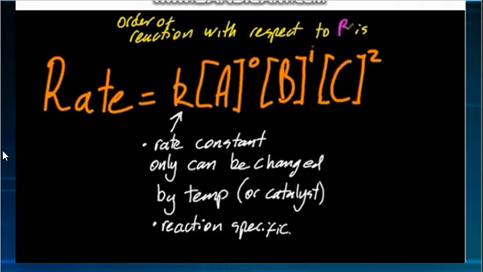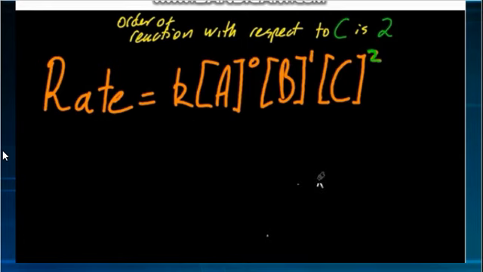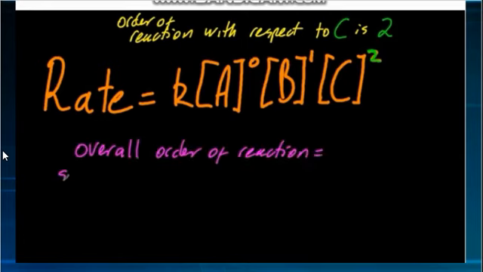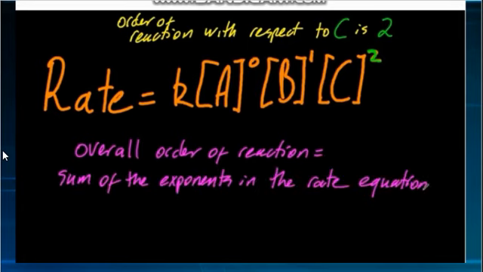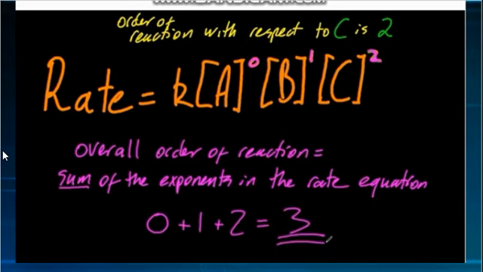For B, the order of reaction is 1, and obviously for C, the order of reaction is 2. Now these aren't necessarily the coefficients in the equation. It's not like the equilibrium constant where the coefficients in the equation go there. You have to do an experiment to work out those little numbers. The overall order of reaction, well, that's just add up the exponents in the rate equation. So 0 plus 1 plus 2, sum means add, gives me 3. And that's it. That's how you find the overall rate equation.